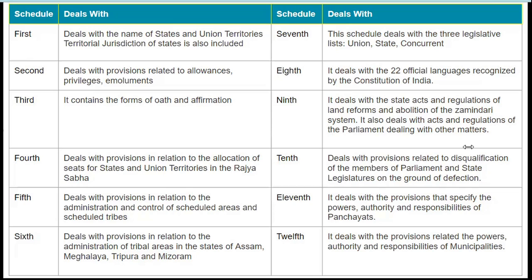So this 10th schedule was added by the 52nd Amendment Act of 1985. Please note this down, which is also known as the anti-defection law, which was added in the 52nd Amendment Act of 1985, and this is also known as the anti-defection law, correct?